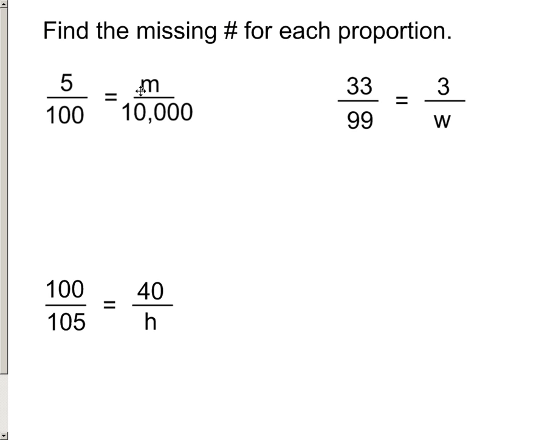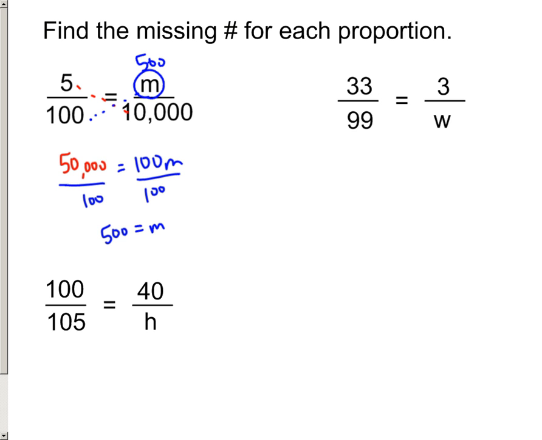Okay, so 5 times 10,000 is 50,000. So we're cross multiplying here. And then 100 times m, cross multiply there, is 100m. When you divide both sides by 100, basically you're left with 500. So that's not too difficult. 500 would equal m. So that means this spot right here is 500.